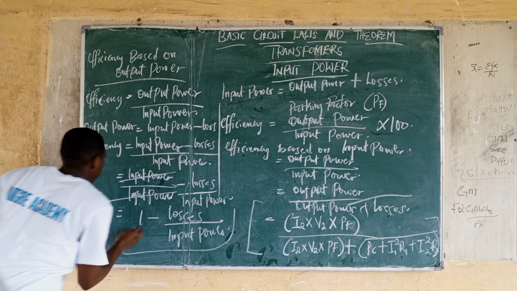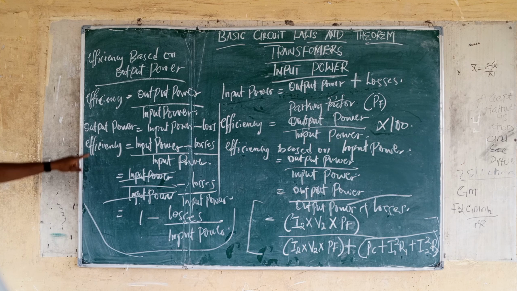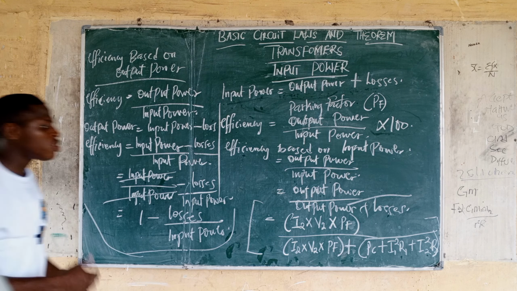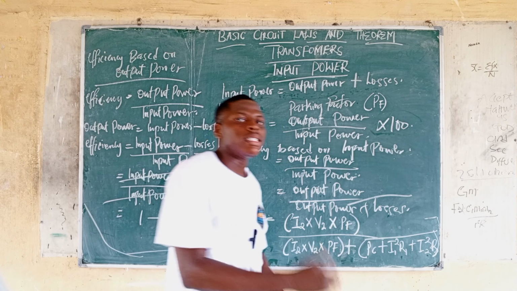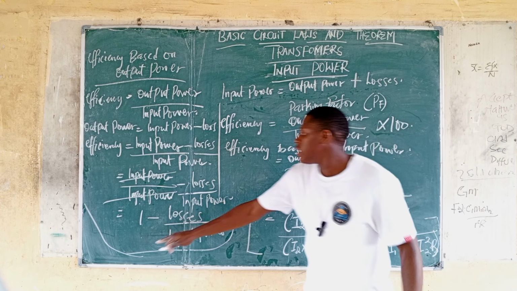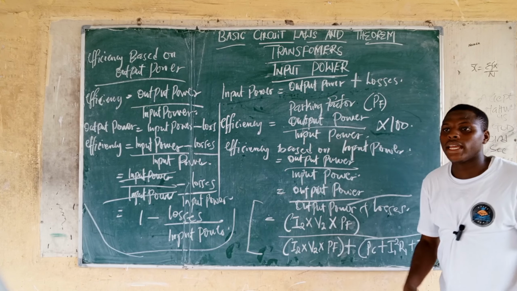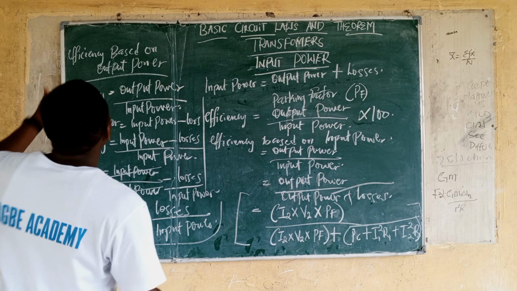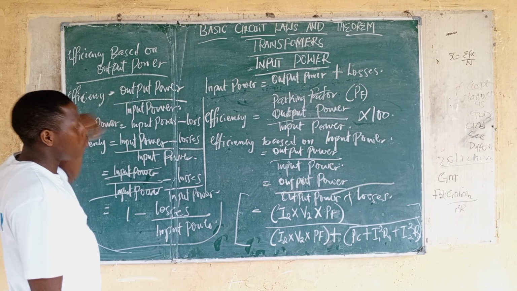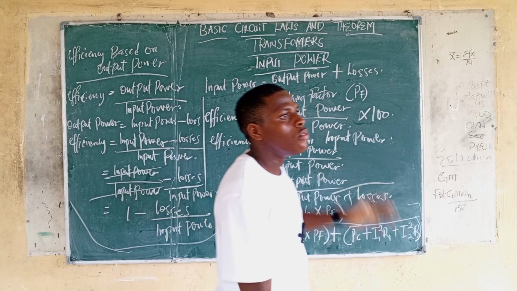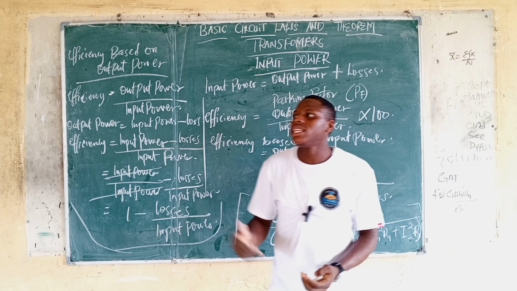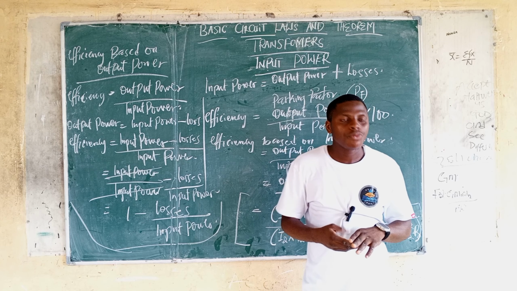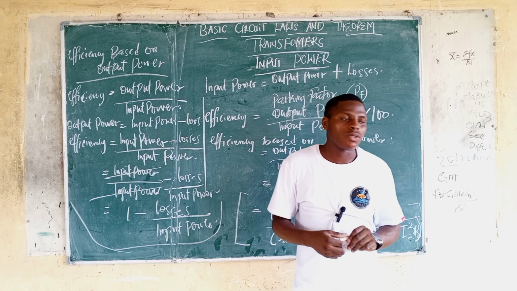So we've succeeded in getting the equation for efficiency based on output power. Now if we are asked to calculate efficiency, we can simply do that using either this or this formula. So we've succeeded in getting the efficiency in terms of both the output and the input. So if we are asked to calculate the efficiency of a transformer based on their input and output, we can do so. Now let's talk about types of transformer.